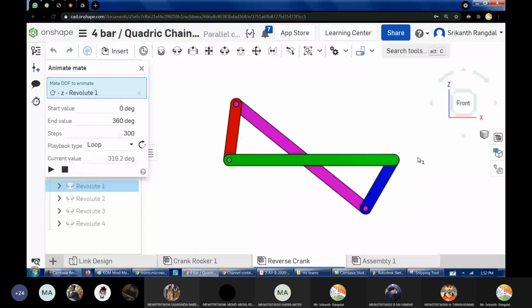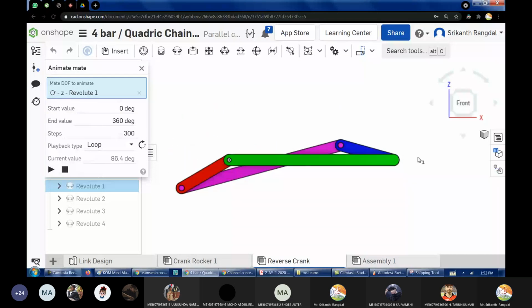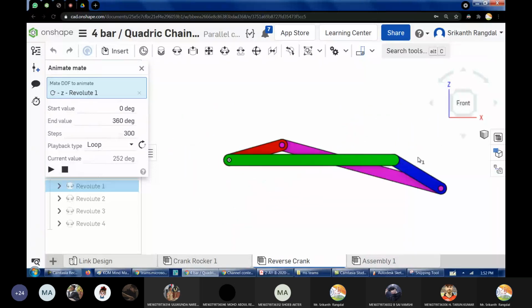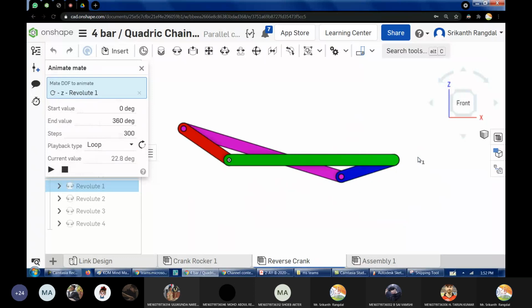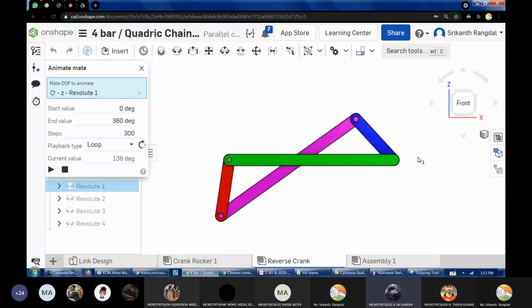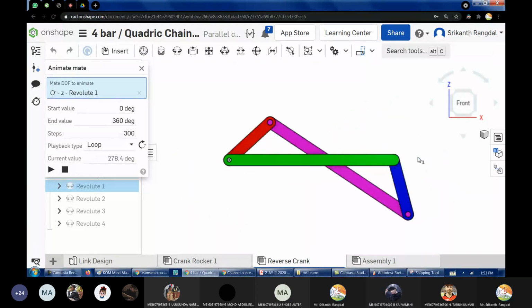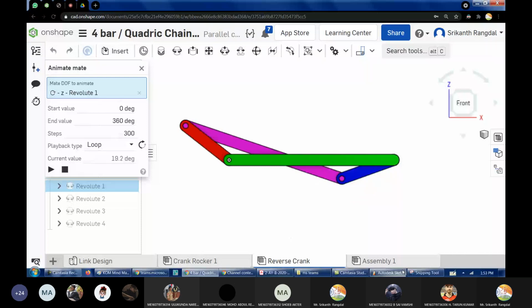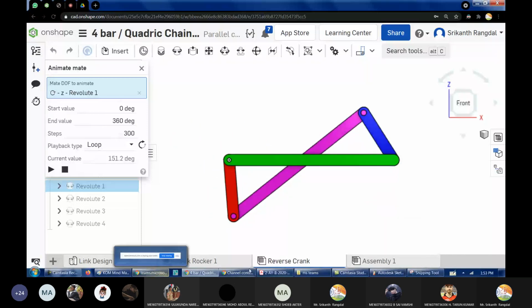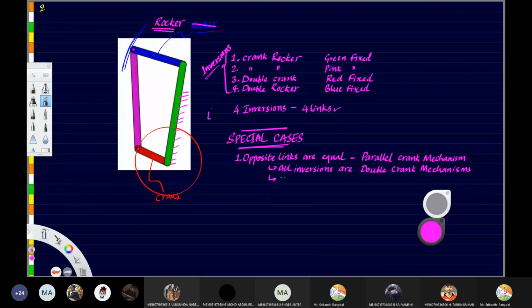So this mechanism, what is it called? What is this called? Reverse crank. Reverse crank mechanism. What do we call? We call this reverse crank mechanism. Okay.